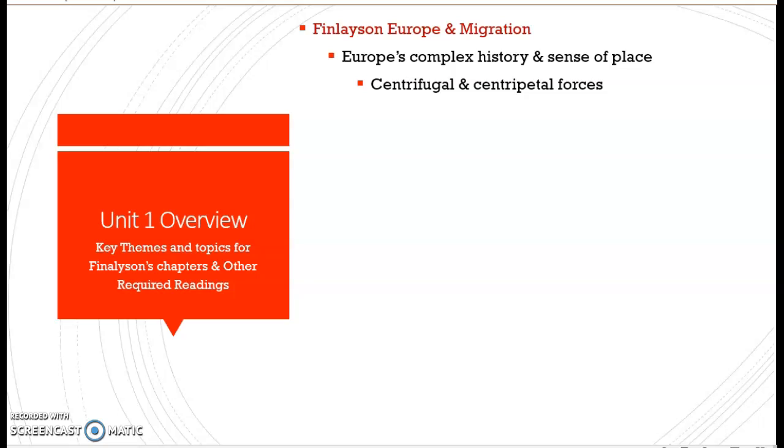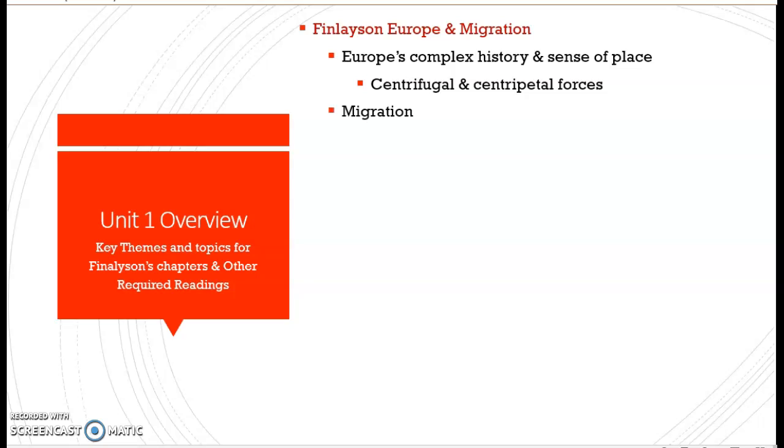complex. We see how cultures that were established thousands of years ago, like the Romans, continue to influence Europe today. But at the same time, Europe has gone through a roller coaster of centrifugal, which means to break apart, and centripetal, which means to unify forces.